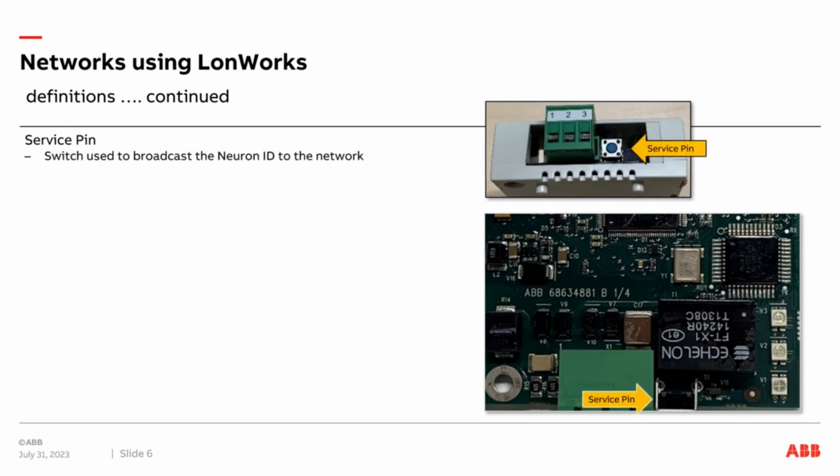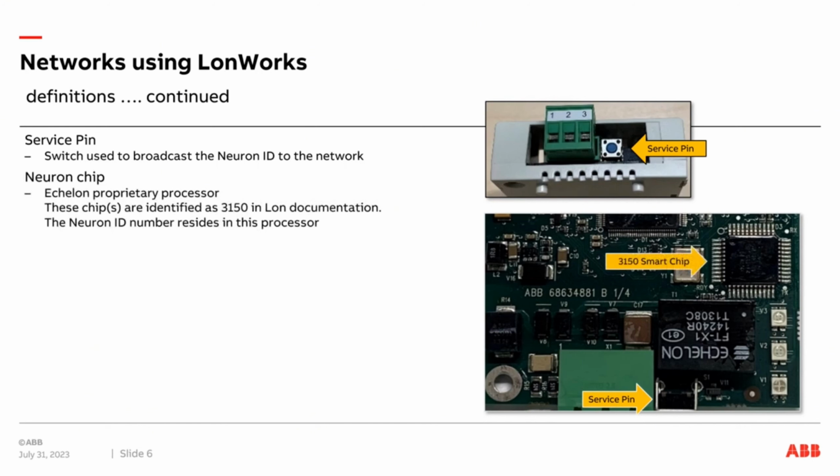You may have heard the term pinging or pinging the network. What that means is that someone manually presses the service pin to broadcast the neuron ID to the rest of the network. Now, in some of the newer networks, an auto discovery function is available, which would kind of make the service pin obsolete. However, the Echelon tool does use a service pin as their format for commissioning, so I'm going to continue using it in this presentation.